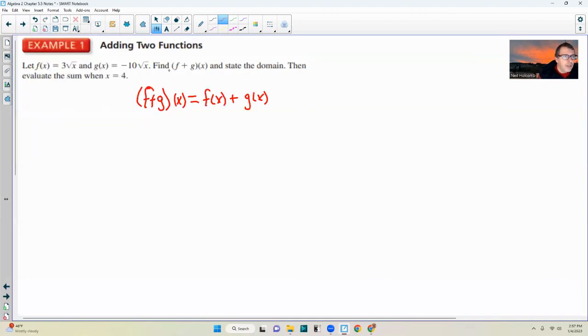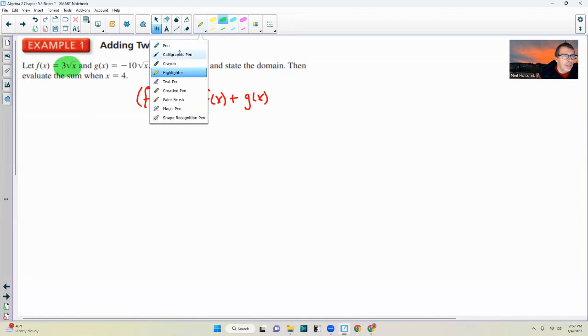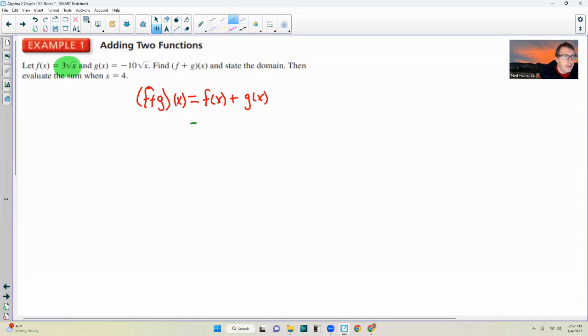So let's do that. Let me highlight these and use colors. Let's use green. 3 square root of x is f of x, so I'll use a green pen to write that. That's going to equal 3 times the square root of x. And then we're going to add, and g of x is -10 times the square root of x. So g of x is -10 square root x. So we're adding these two.